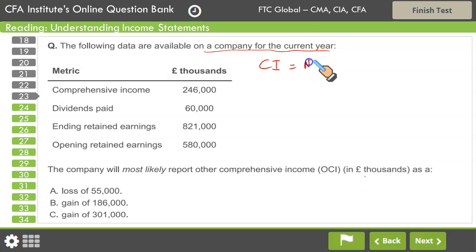Comprehensive income is net income plus other comprehensive income. We are required to find out OCI. We have been given the comprehensive income, 246, but we do not have net income. Can we calculate this? Yes, we can. We have been given the dividend payments, the retained earnings closing balance, and the opening retained earnings balance. So it's a fairly straightforward computation.